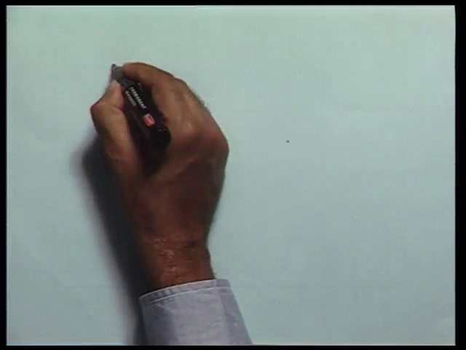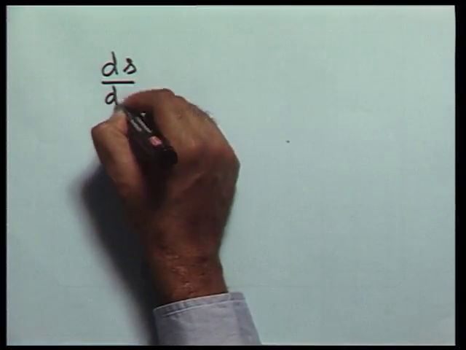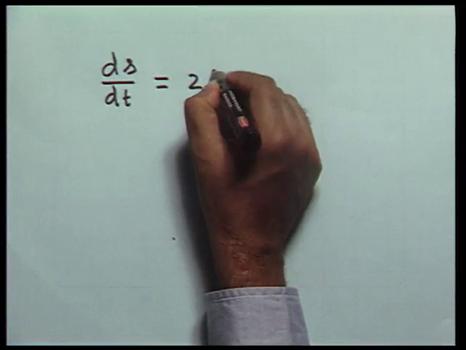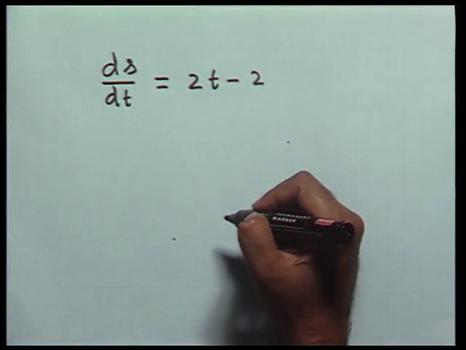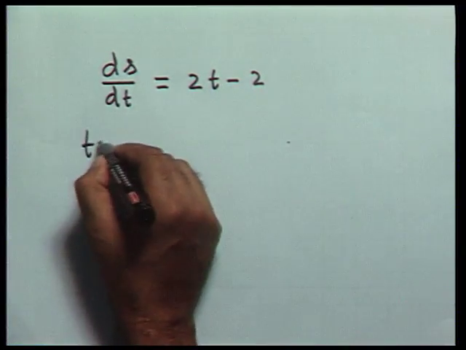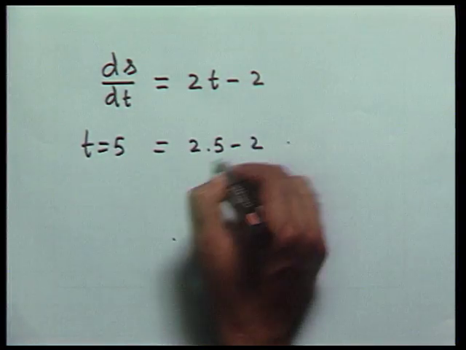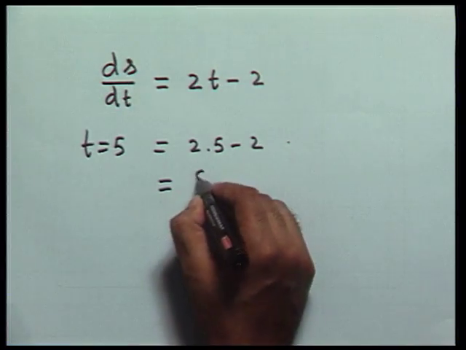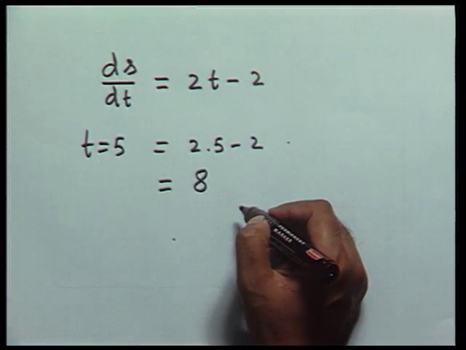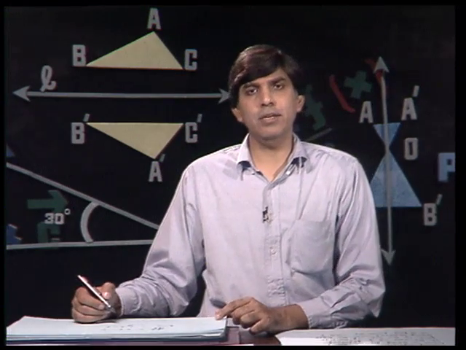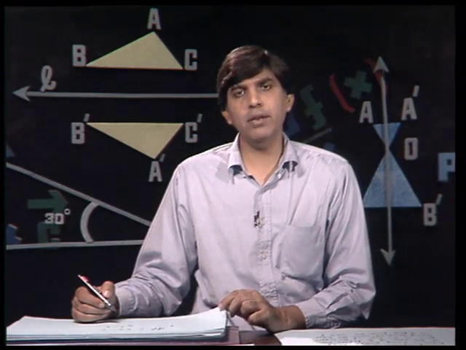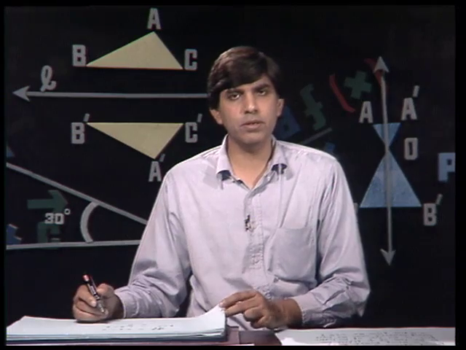ds by dt, that is the velocity of the car at instant of time t, is nothing but 2t minus 2. And at instant of time t equal to 5, that is just going to be equal to 2 into 5 minus 2, which is equal to 10 minus 2, which is 8. So, the speedometer reading in this instant is going to be 8 kilometers per hour. That is the rate at which the car was traveling when the car reached the distance 15 kilometers. See, that is a nice application of a derivative.